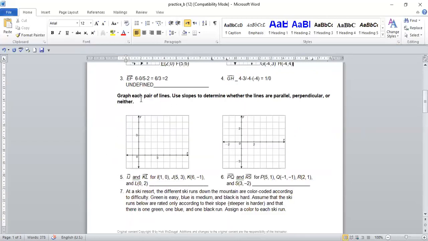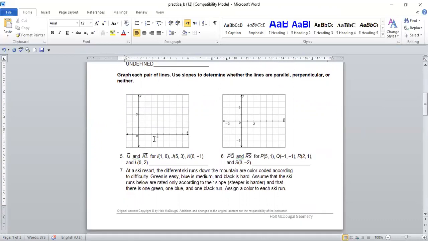Now, moving to question number 5, graph each pair of lines, use slopes to determine whether the lines are parallel, perpendicular, or neither. Now for these kinds of questions, of course, you have to draw the graph. So let's draw the graph and then find out what it is. First, let me write down the coordinates. So for I, it is 1 and 0. And for J, it is 5 and 3. K, it is 6 and negative 1. And L is 0 and 2. So the lines are IJ and KL.